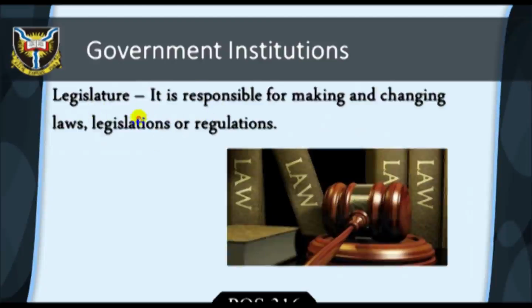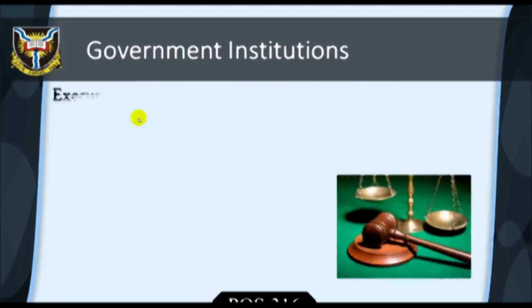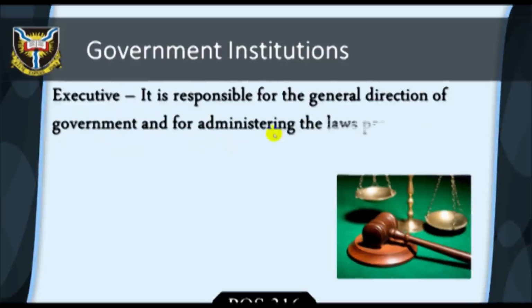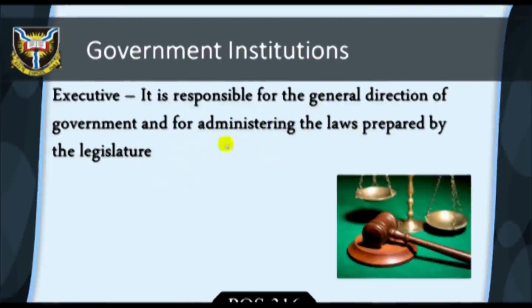Executive. This branch is responsible for the general direction of government and for administering the laws prepared by the legislature. This branch is widely considered as the government, since it consists of the leaders of the state and those responsible for the day-to-day or everyday running of the state. In Nigeria, the president is the head of this arm at the federal level, while the governor is the head at the state level.